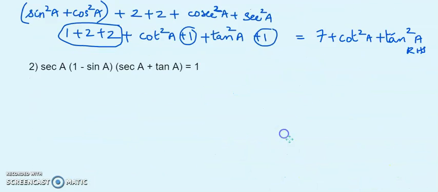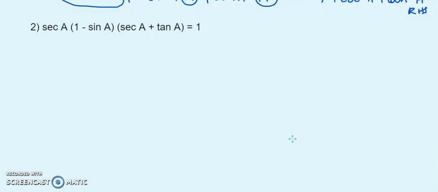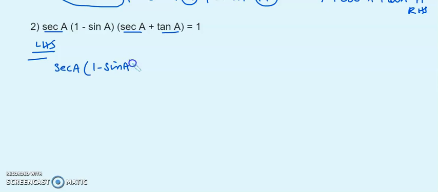Next. Now I'm going to change and apply the trigonometric ratio for sec a. Here also sec a and tan a. And we have to do the LHS because RHS is only 1. We have no other option. So (sec a minus tan a) times (sec a plus tan a). So sec a will be 1 upon cos a.